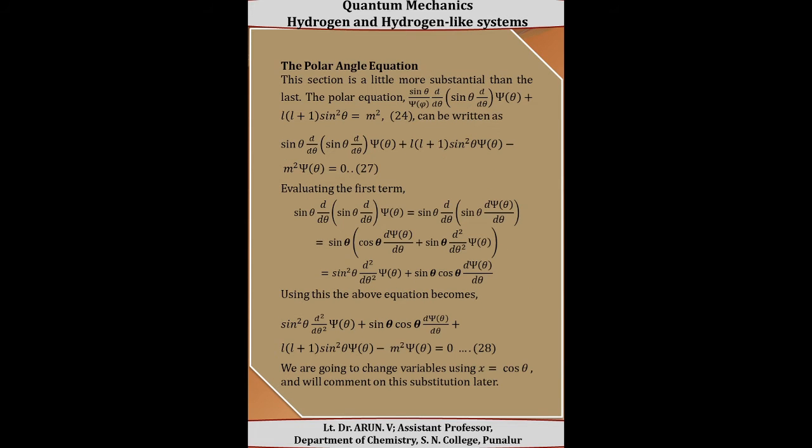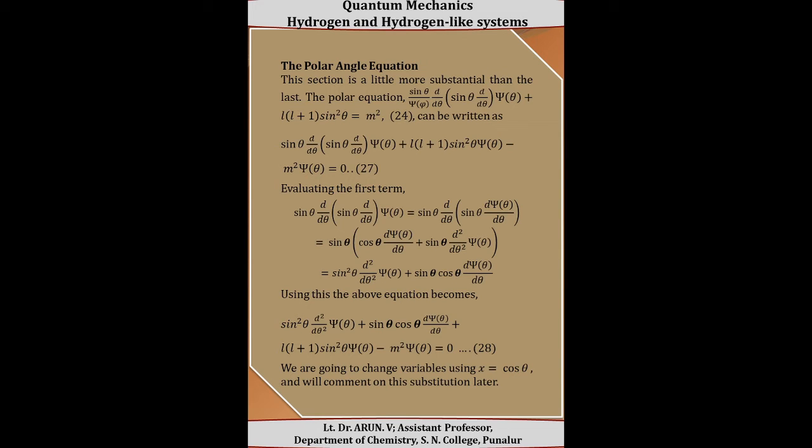Next we have to find out the solution of the psi theta equation, that is the polar angle equation, and this is more tedious. The polar equation, sin theta by psi theta into d by d theta sin theta d by d theta psi theta plus l into l plus 1 sin square theta is equal to m square, and this can be written as sin theta d by d theta sin theta d by d theta psi theta plus l into l plus 1 sin square theta into psi theta minus m square into psi theta, that is equal to 0. Evaluating the first term.